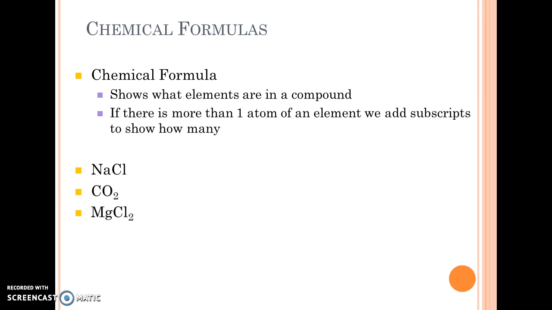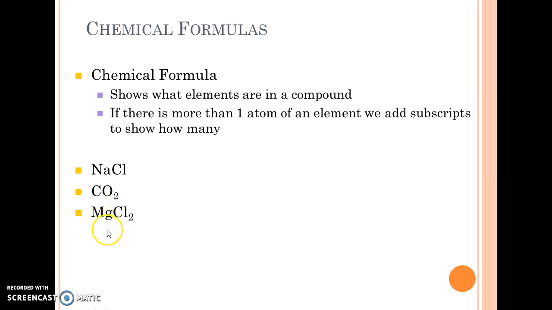This first one we have is sodium chloride. Notice how we have sodium, Na, and chlorine, Cl. This is an example of a chemical formula. There are no subscripts written here to indicate that we have one of each atom. If we look at carbon dioxide here, CO2, we have carbon and we have oxygen, and then there's a subscript 2. This subscript 2 indicates that we have 2 oxygen atoms.